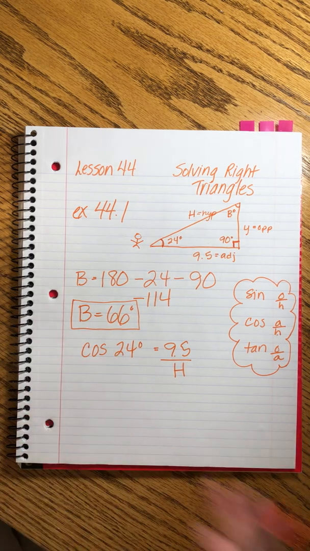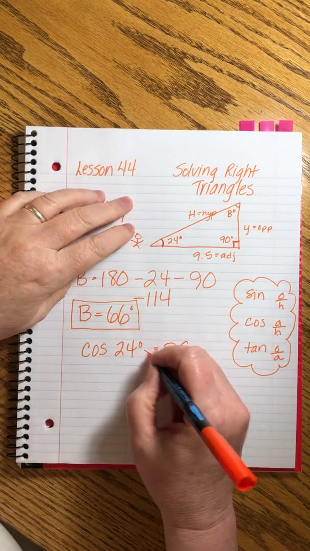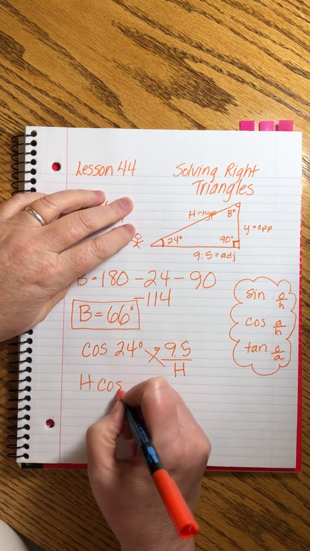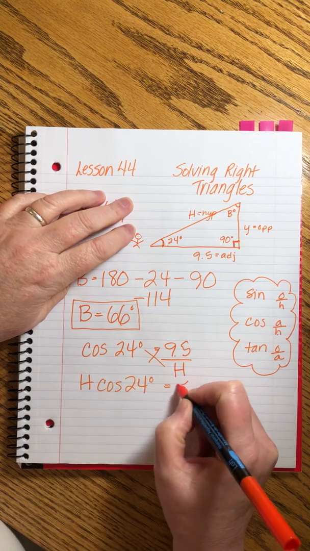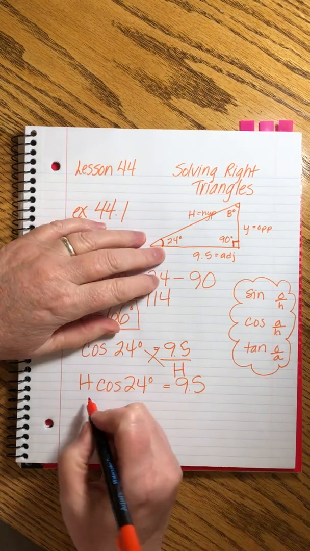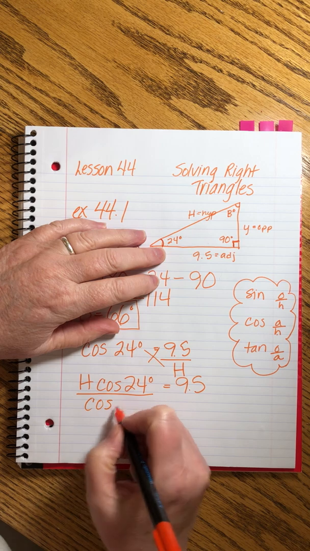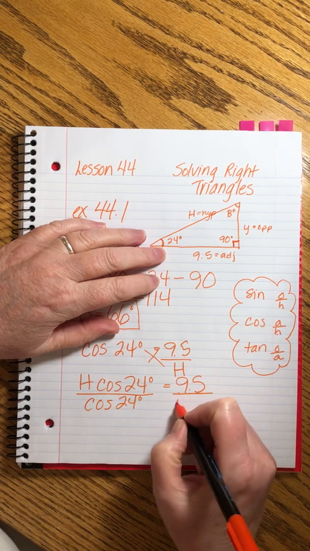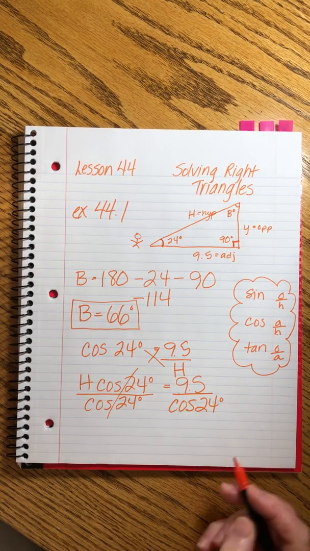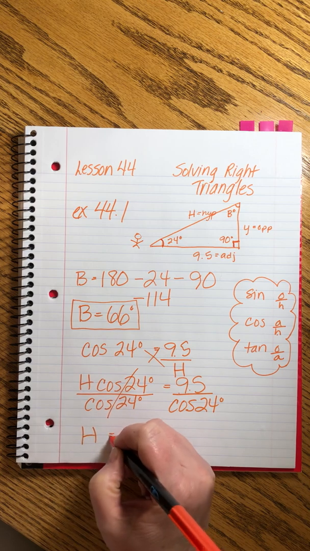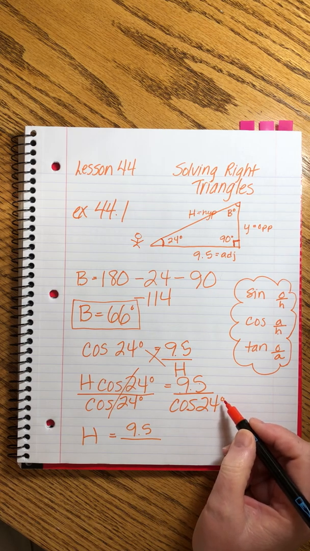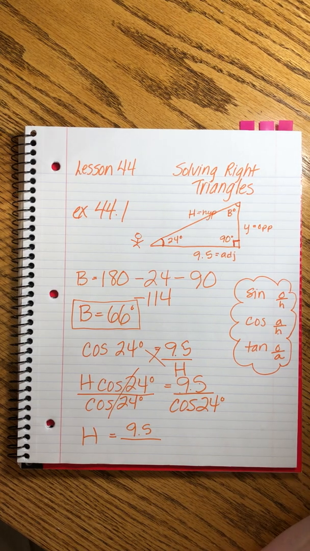So now we have to do a little bit of algebra to get this h by itself. So let's cross multiply and we'll get h times the cosine of 24 degrees equals 9.5, right? We'll put the h first, and after it would be awkward. And then we'll divide both sides by the cosine of 24. All right, now that's gone. H equals 9.5 over, now we need to use our calculators to find the cosine of 24 degrees.